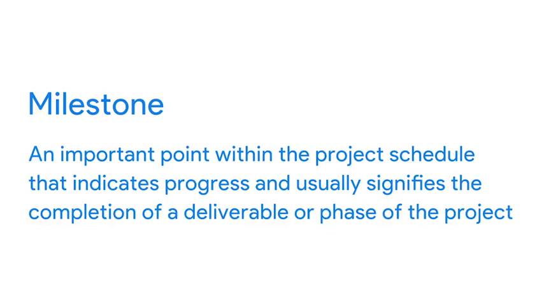Let's break these down. A project milestone is an important point within the project schedule that indicates progress and usually signifies the completion of a deliverable or phase of the project. These are significant checkpoints in your project, and keeping track of them helps ensure that your project is on schedule to meet its goals. For example, a milestone might include completing the first draft of a report, and the goal may be to ultimately publish the report.